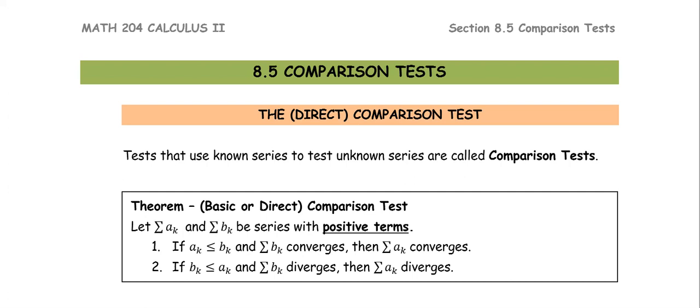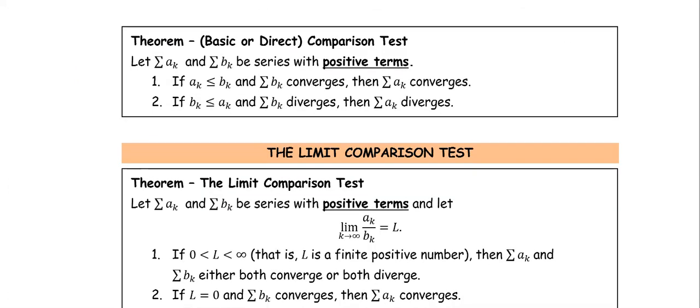Section 8.5 Comparison Test. This section will look at the direct comparison test and the limit comparison test for positive series.